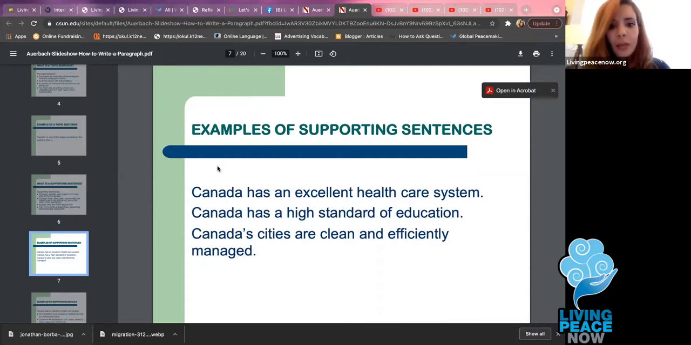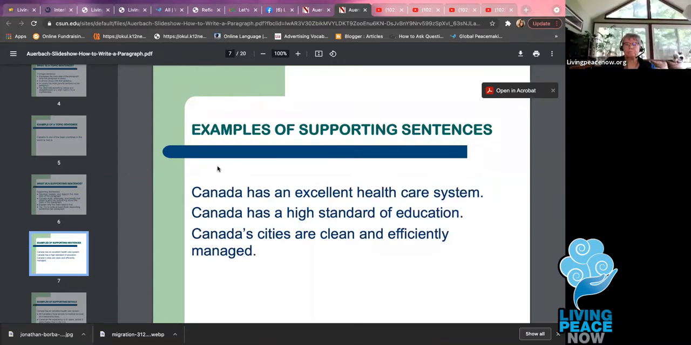That's it. One example of supporting sentences is: Canada has an excellent healthcare system. Canada has a high standard of education. Canada's cities are clean and efficiently managed. So this is why this works, the topic sentence, why Canada is one of the most interesting countries to live in. See, so topics and supporting sentences need to be clear, precise, and concise. And under a topic sentence you can add examples, facts, and also quotes.